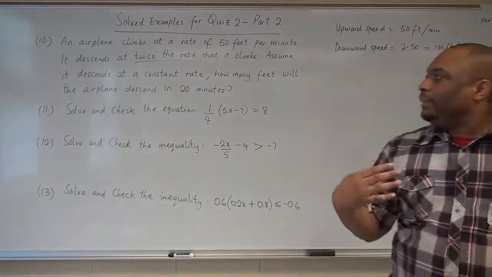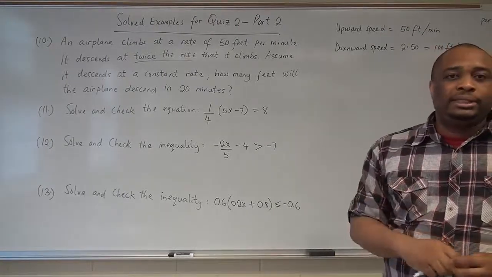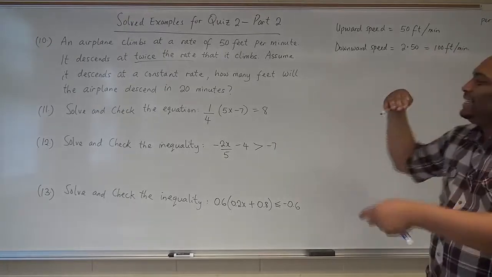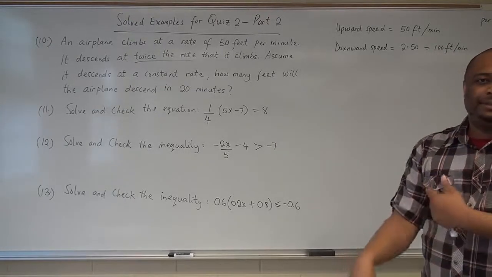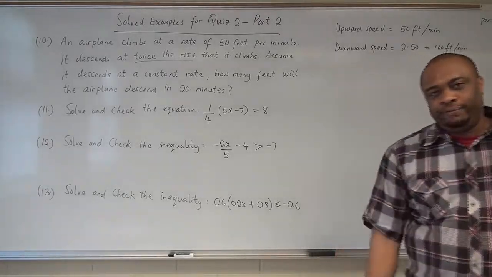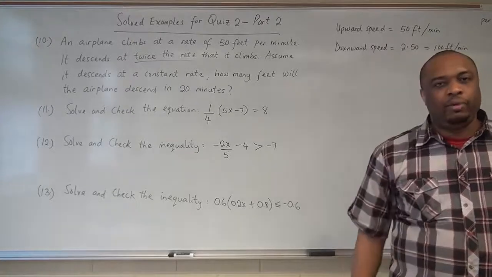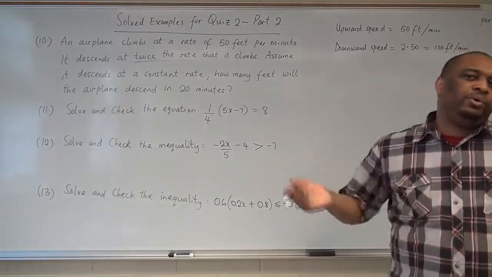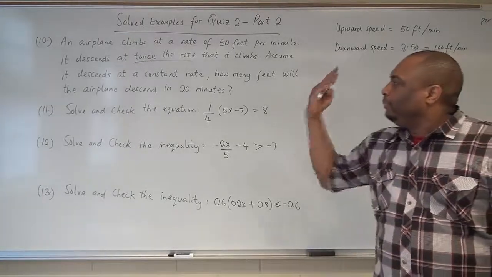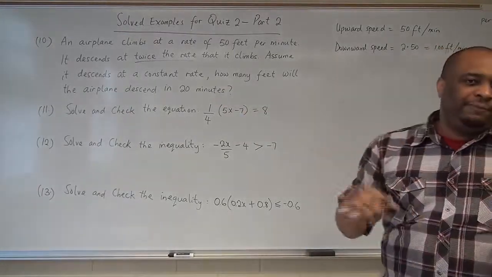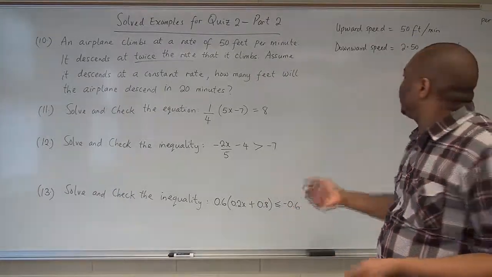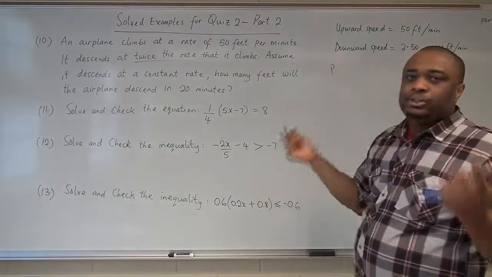Now, how many feet will it descend in 20 minutes? So this airplane descends at 100 feet per minute. In 1 minute, it will descend 100 feet. So in 20 minutes will be what? You can easily answer it right away. They're asking you for the feet. So in 1 minute, you can use the method of proportional reasoning, or you can just do mental math.